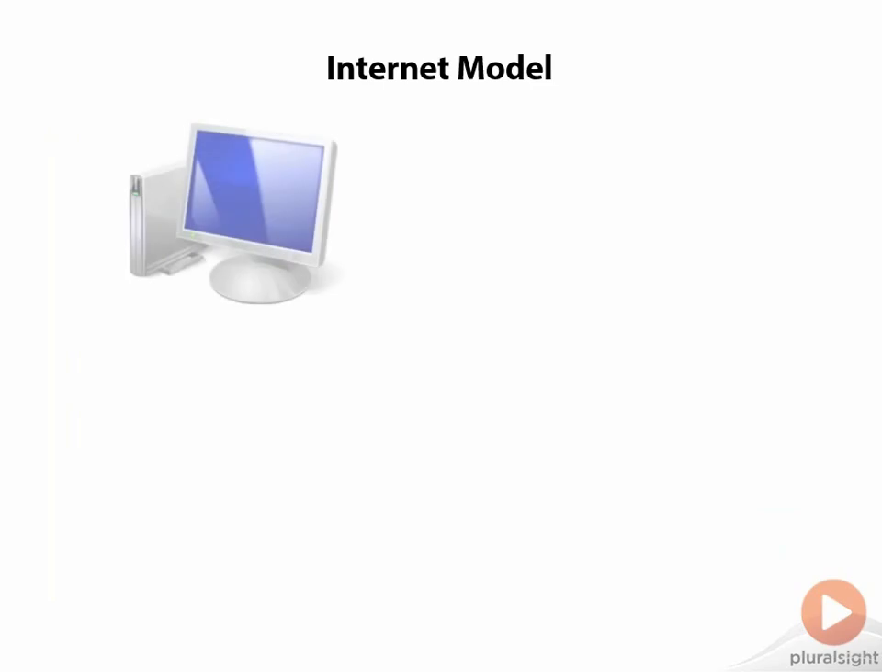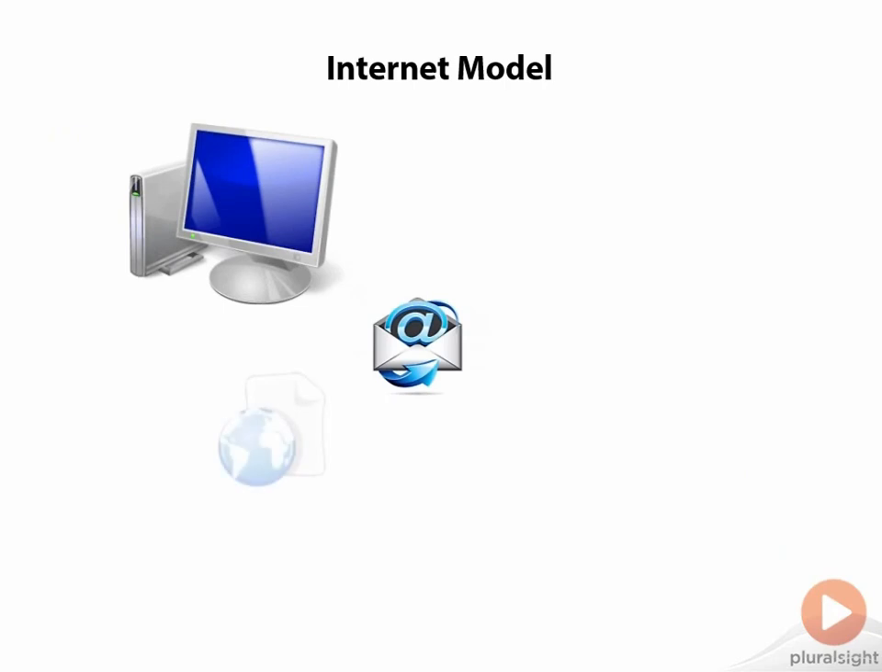So for the internet model, let's take a look and ask what this means when we put information on the network. What happens? If I have an email that I want to send, or I want to retrieve a web page, how does that really relate? How does this OSI model or this internet model relate to that?